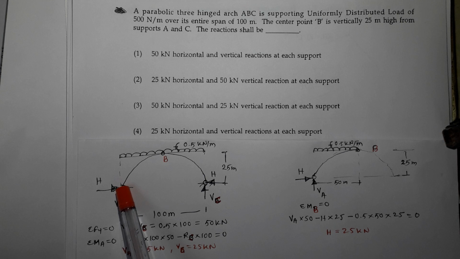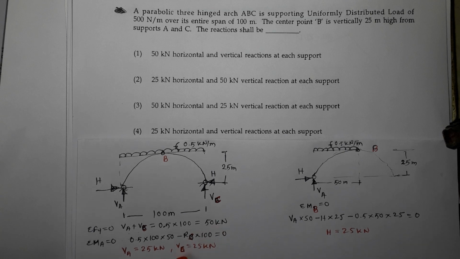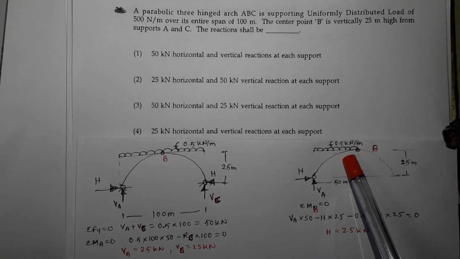Take moments about A, equate it to 0. The equation will be 0.5 into 100 into 50, that is the point load of this UDL and its moment, minus VC into 100. So VC is 25 kilonewton, and VA is 25 kilonewton. When we consider the FBD of half the arch, it will be like this.